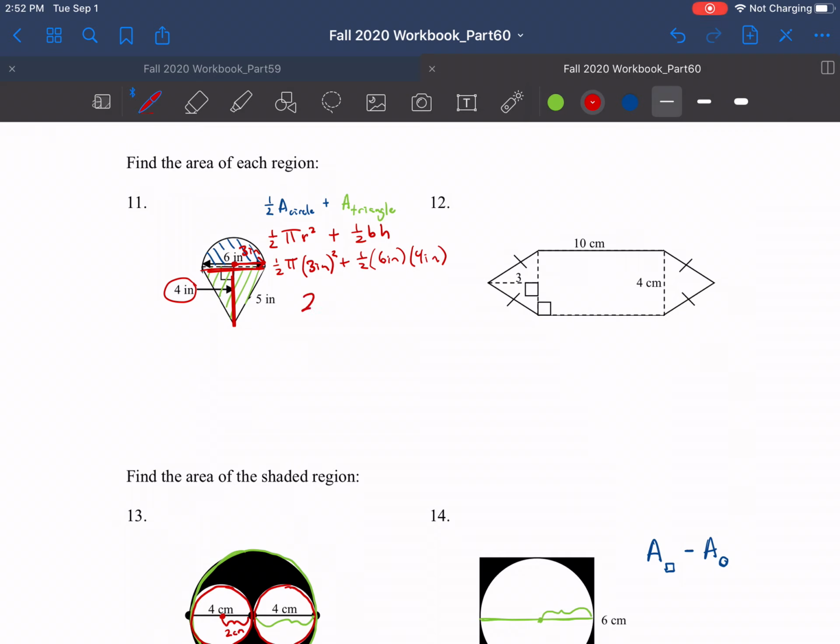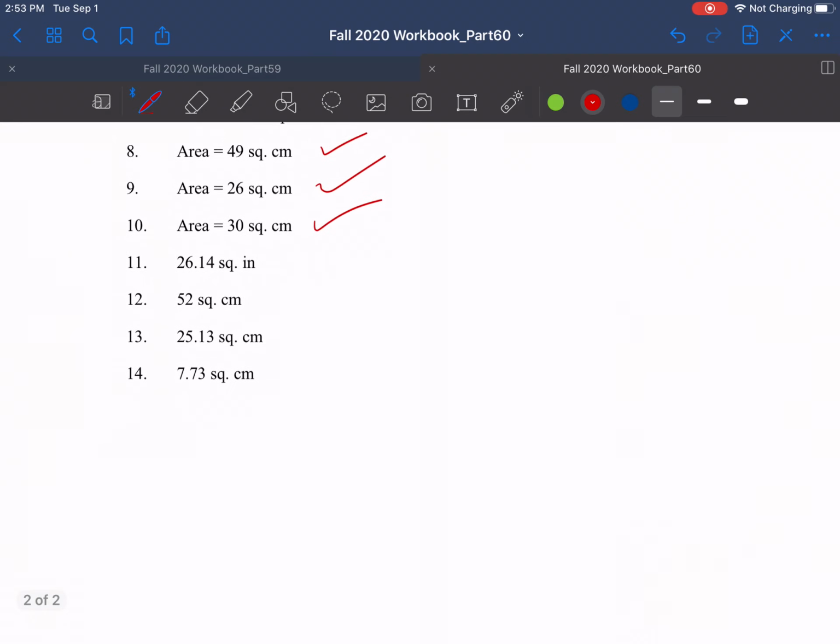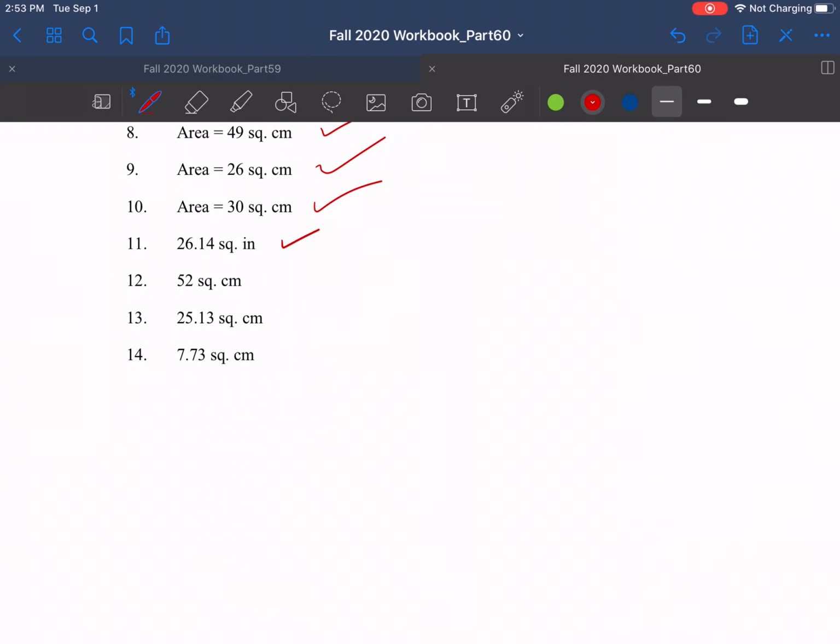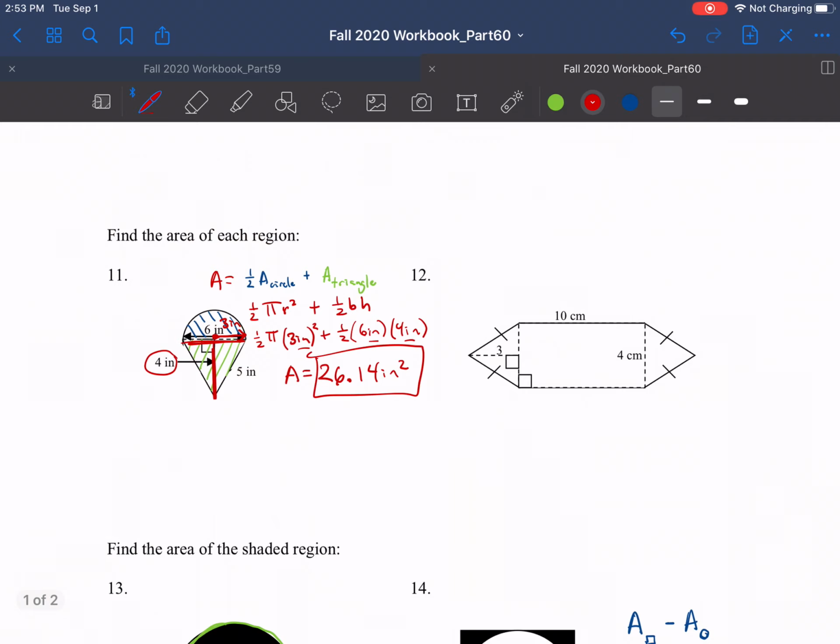So this ends up giving us 26, right? Here's our total area. Our total area equals 26.137. So I'm going to put 14, rounding that off, inches squared, right? Inch times inch is inches squared, and inches squared plus inches squared is inches squared. So 26.14 for number 11, 26.14 square inches. So there we go. Going back, we have this next one.